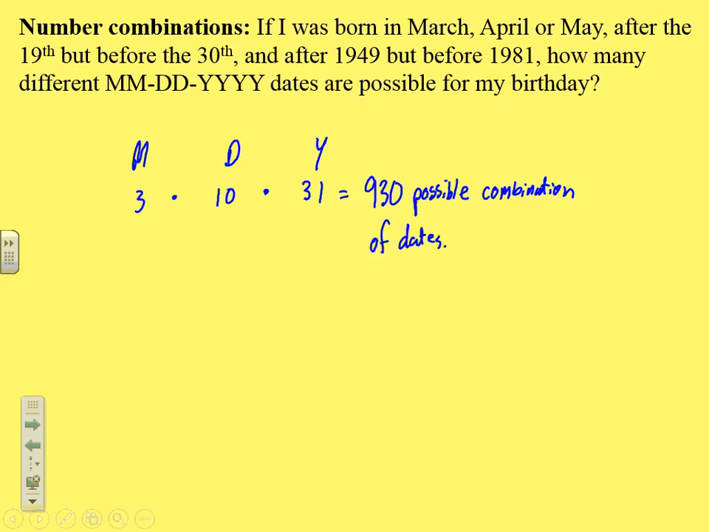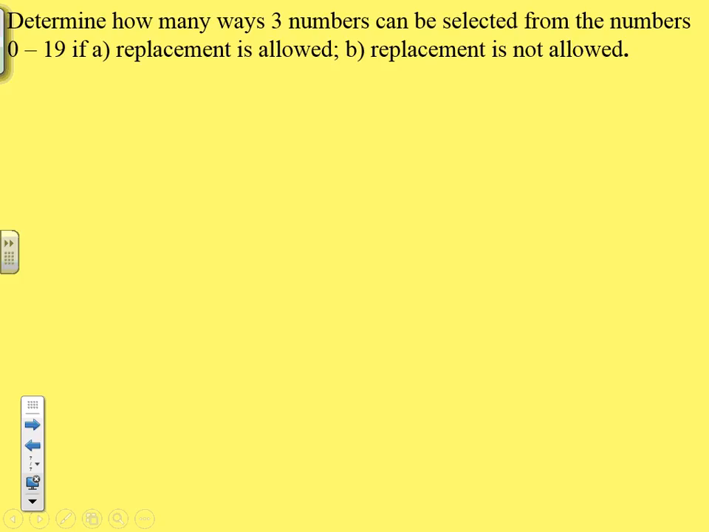Okay, and I think we only have one more example here to look at. And again, this one very much reminds me of the kinds of questions that I saw in elementary school and middle school. Here we're saying, how many ways can 3 numbers be selected from the numbers 0 through 19 if A, replacement is allowed, and B, replacement is not allowed.